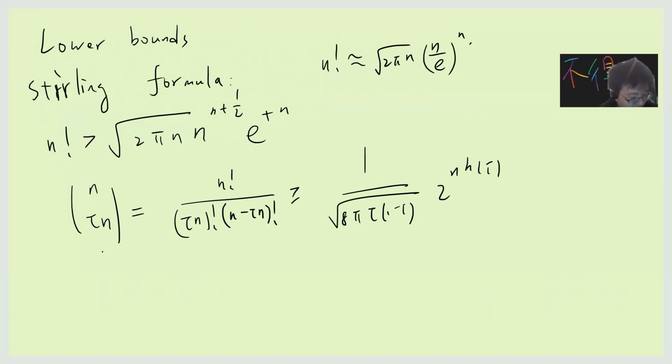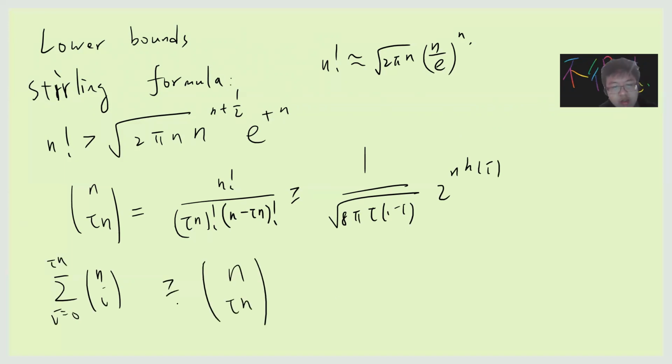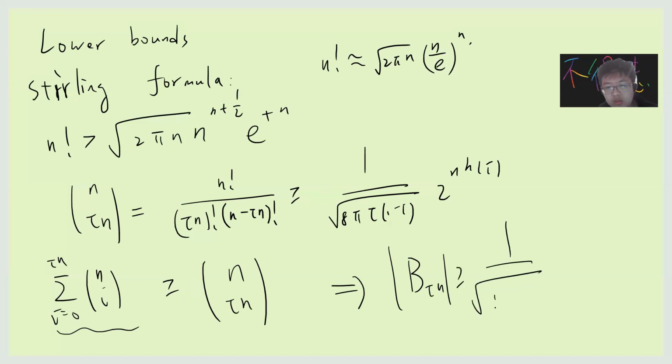So the summation of n choose i from 0 to tau n is greater or equal to n choose tau n, obviously, because every term is positive. So we have proved that B of tau n is greater than or equal to 1 over square root of 8 n tau (1 minus tau) times 2^(n h of tau). This is the Hamming space.